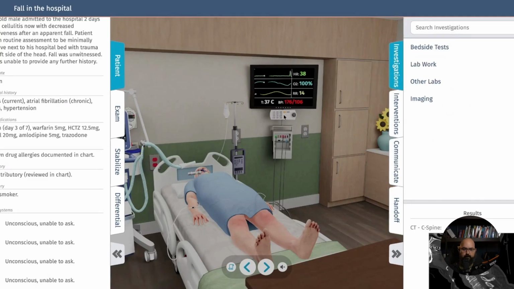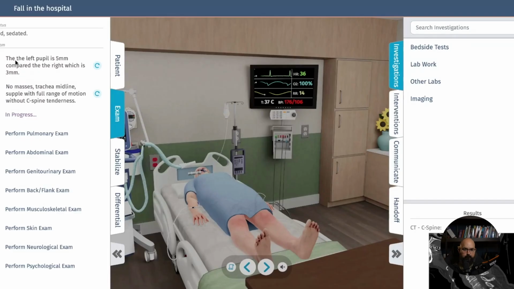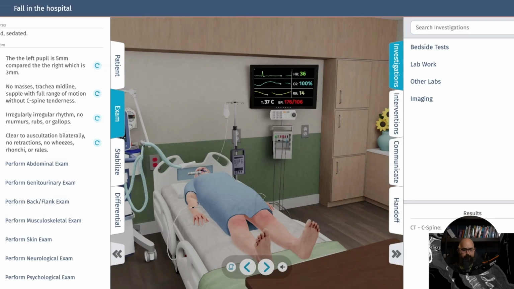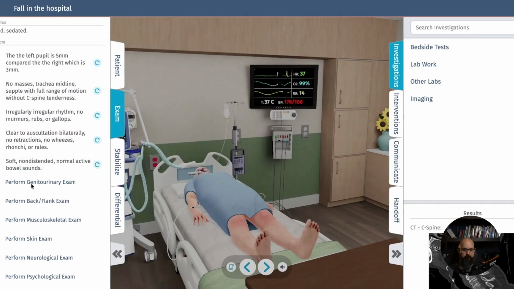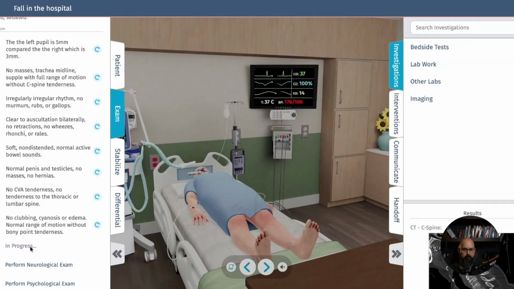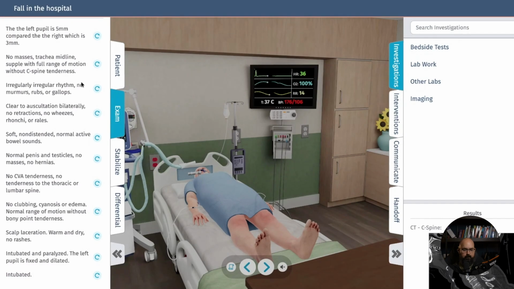So we did have some reduction in systolic blood pressure. He was still very bradycardic. I don't know if it'll let me actually do an exam on this case just for the sake of completeness. Left pupil is 5 millimeters compared to the right, which is 3. That's a bummer. Neck is fine. Irregular rhythm, consistent with atrial fibrillation that we already know about. Clear auscultation bilaterally, lungs are good. Abdomen soft, non-distended, normal active bowel sounds. Intubated and paralyzed. The left pupil is fixed and dilated. Fixed and dilated is bad.